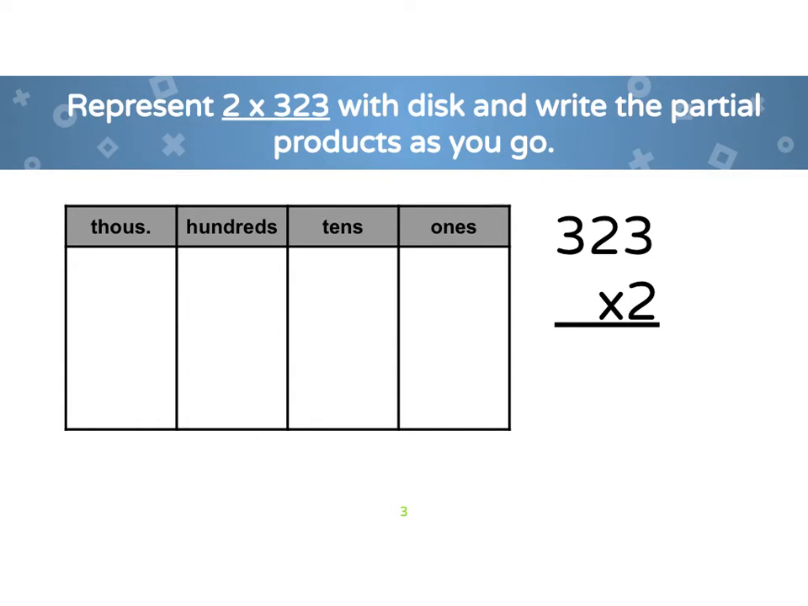Let's go ahead and put 323 into our place value chart. Okay, so I have 3 hundreds, 2 tens, 3 ones. Now I want to multiply that times 2. On my place value chart, I have 6 ones, so I don't need to regroup. I have 4 tens, and I don't need to do any regrouping. And I have 6 hundreds. So now I'm going to show you what that would look like in partial products over here to the right.